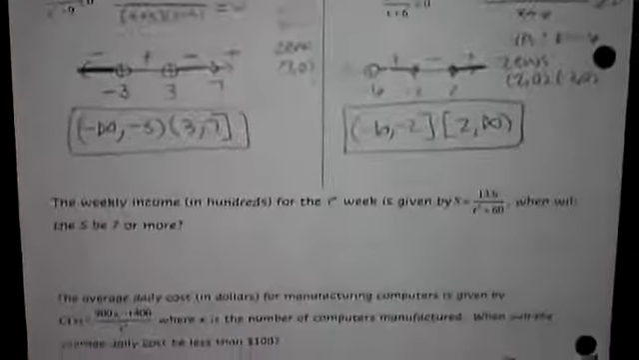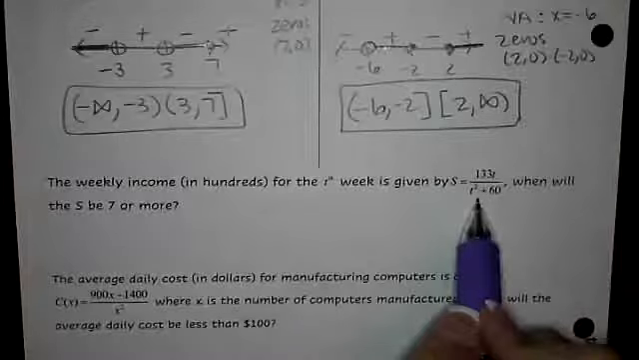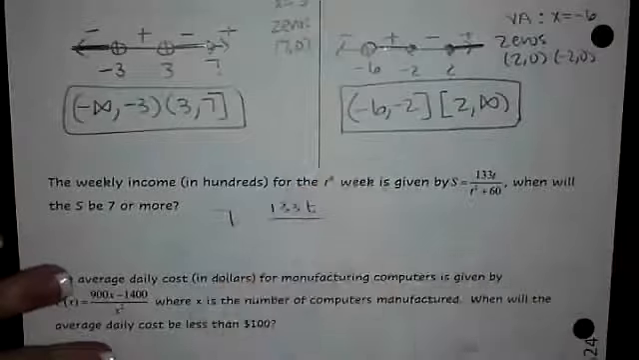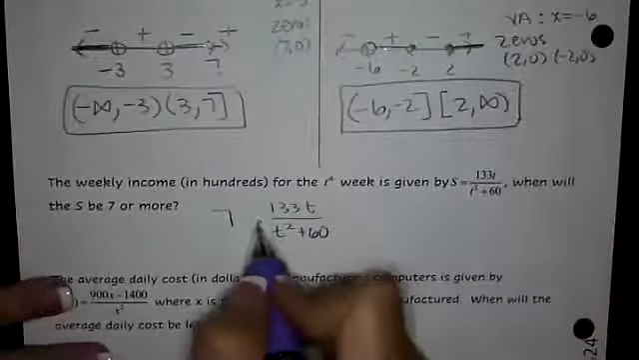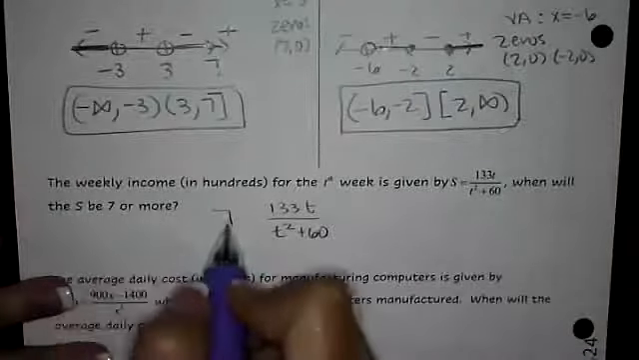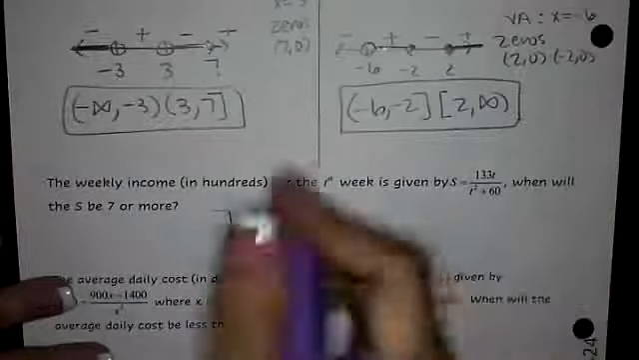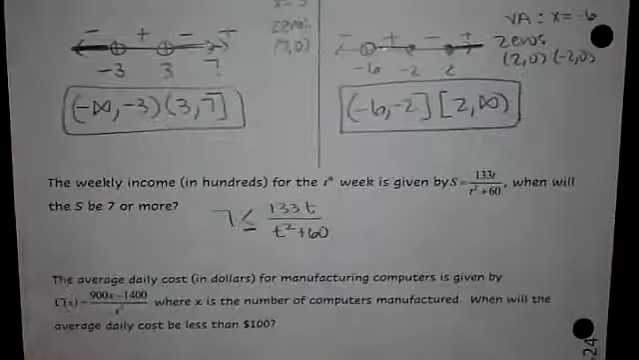All right, on the last 2, I'm not going to work them here, but I do want to show you what that looks like when it's written out. It says the weekly income in hundreds for the 10th week is given by this equation. When will the S be 7 or more? So I would plug in 7 for my S and get this equation right here. Now I need to make this an inequality. It says, when will it be 7 or more? So I want it to be more than 7, so it needs to be on the closed side of that inequality. It does say it can be 7, so then I would also want the equal sign. And then you would solve this one just like you do the others.